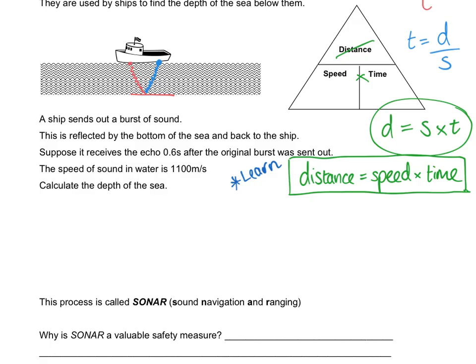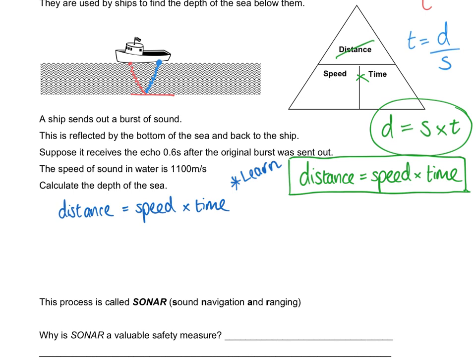So let's go back to the calculation in your notes on page 12. Okay, so it says here, a ship sends out a burst of sound. This is reflected by the bottom of the sea and back to the ship. Suppose it receives the echo 0.6 seconds after the original burst was sent out. The speed of sound in water is 1100 metres per second. Calculate the depth of the sea. Okay, so what I want to use is this equation, distance equals speed times time. I want you to write that out again, because we always want to write our calculations out in full. So the distance equals speed times time.